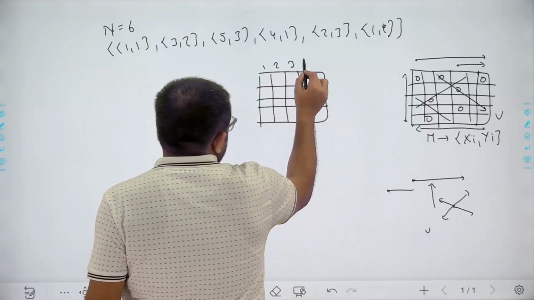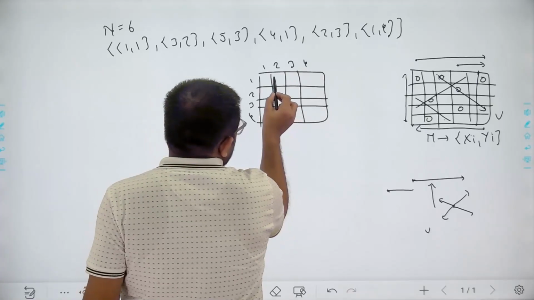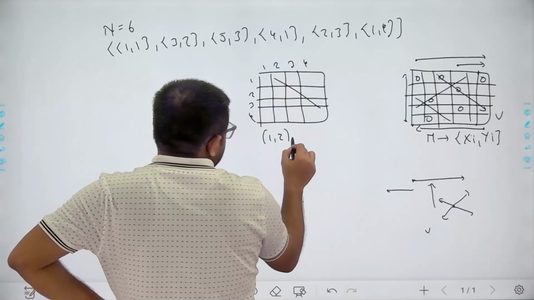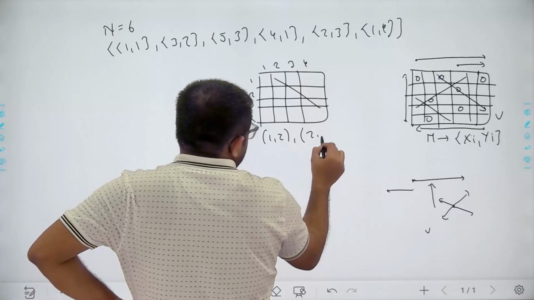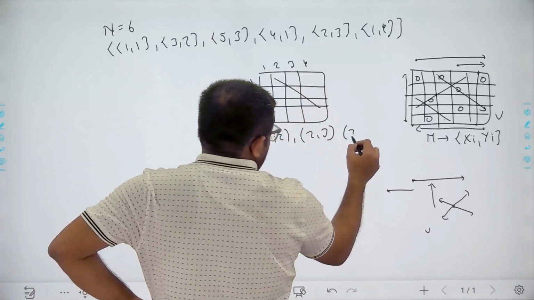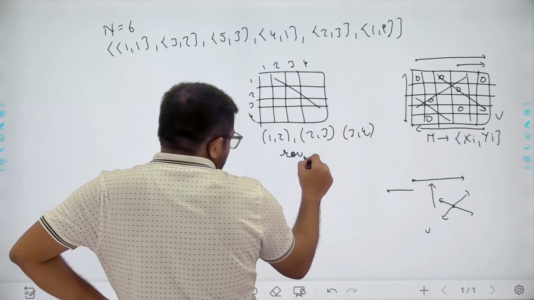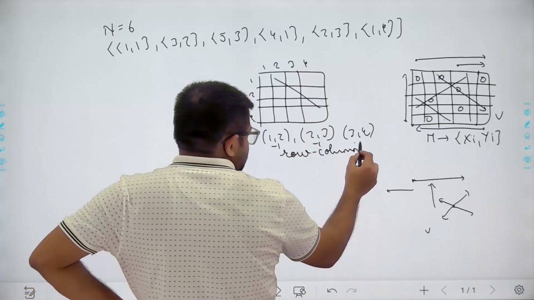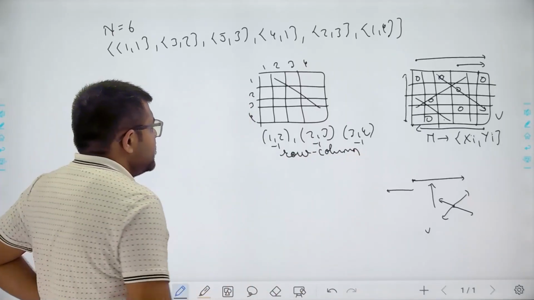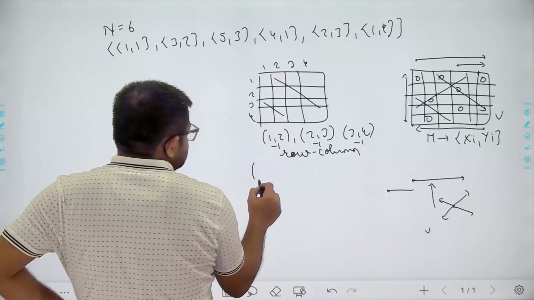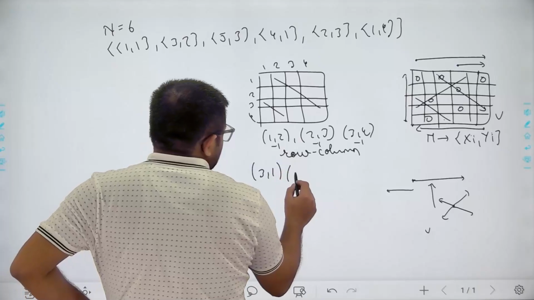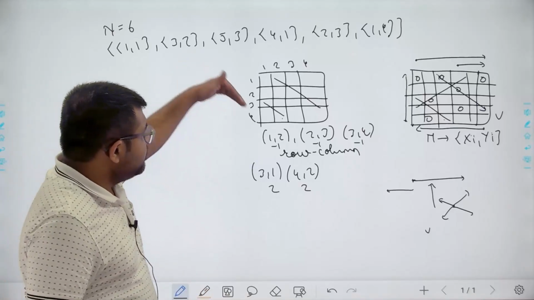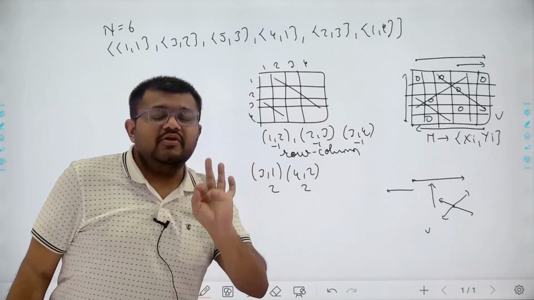Let's say 1 2 3 4, 1 2 3 4. Let me talk about this diagonal. So what are the positions? First row second column, second row third column, this is third row fourth column. So here the value of row minus column is constant. Can you see it? Row minus column is -1, row minus column is -1, row minus column is -1. Similarly, check this. This is third row and first column, and this is fourth row and second column. Row minus column is 2. Here also row minus column is 2. So for all the main diagonals, the row minus column value is the same.